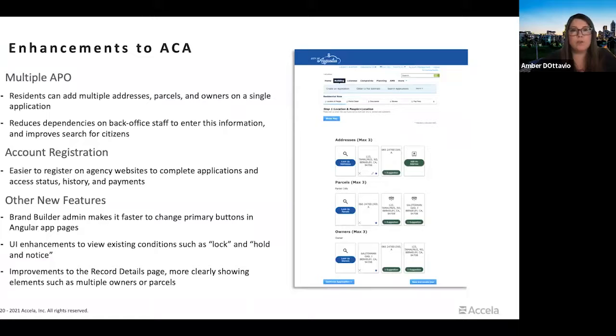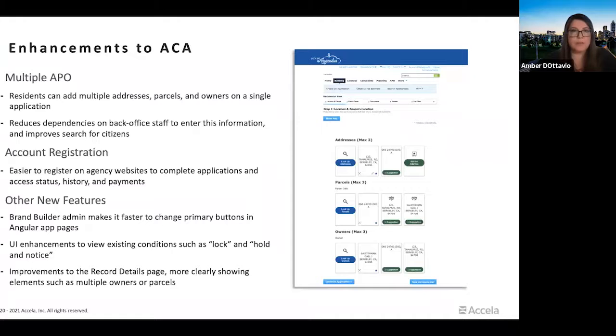The multiple APO feature is necessary for growing communities where multiple unit projects are being developed. So now public users can add multiple addresses, parcels, and owners on a single application, reducing any dependencies on back office staff to enter this information after the initial application has been submitted. And the account registration redesign ensures that citizens can more easily register for Accela Citizen Access to interact and transact with your agency.